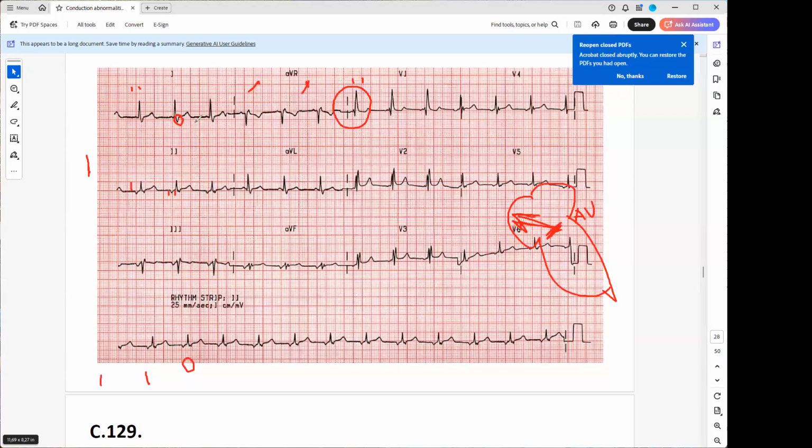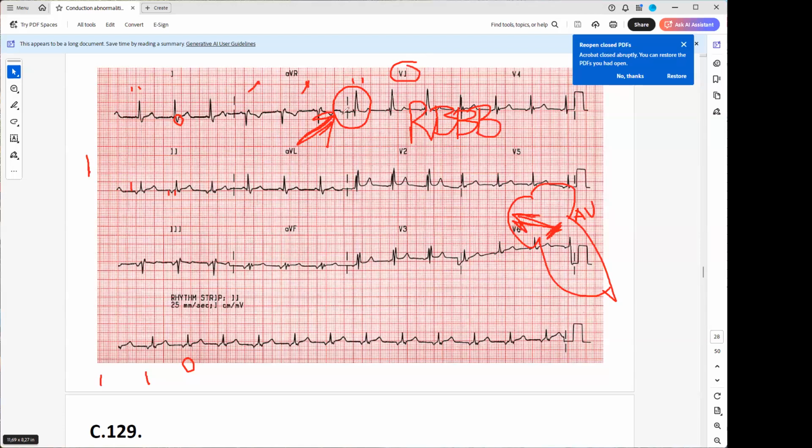There are two things, right bundle branch block or left bundle branch block. Which one? Where do you have the wide R complex? In V1. So that means it's right bundle branch block. Exactly. That's a right bundle branch block.